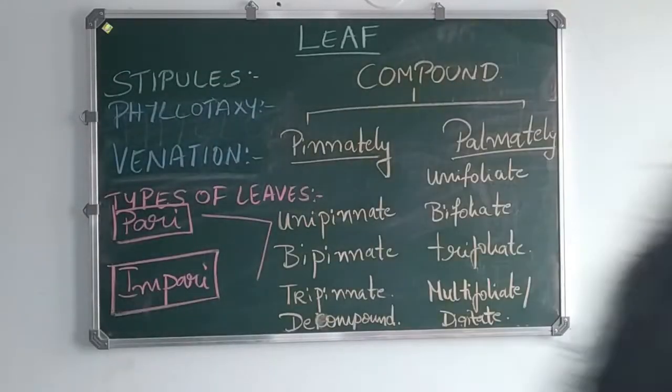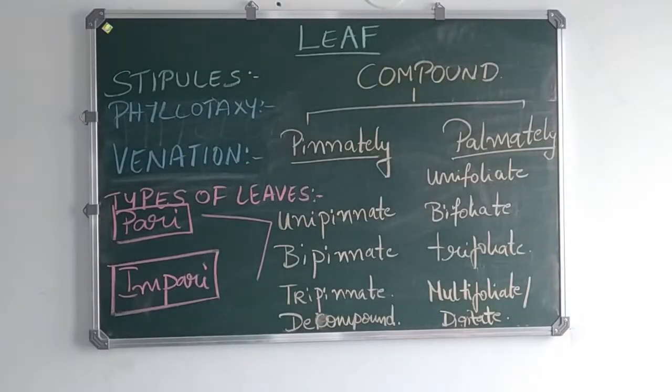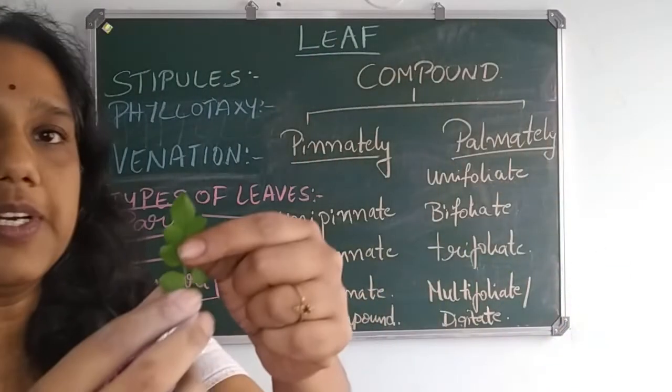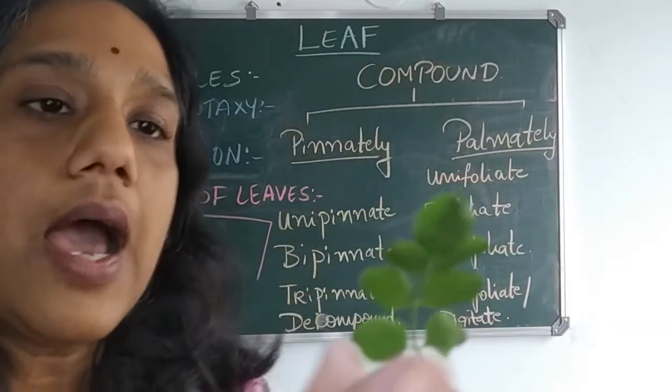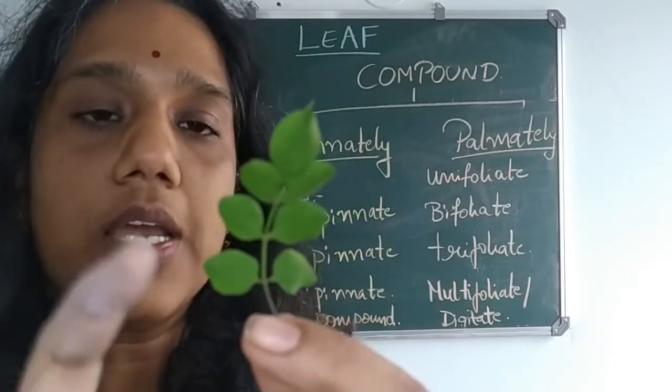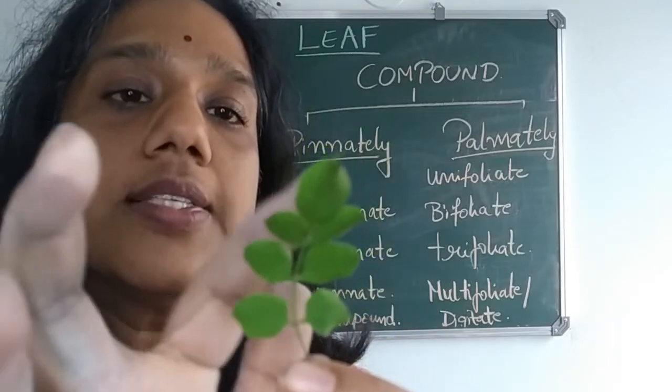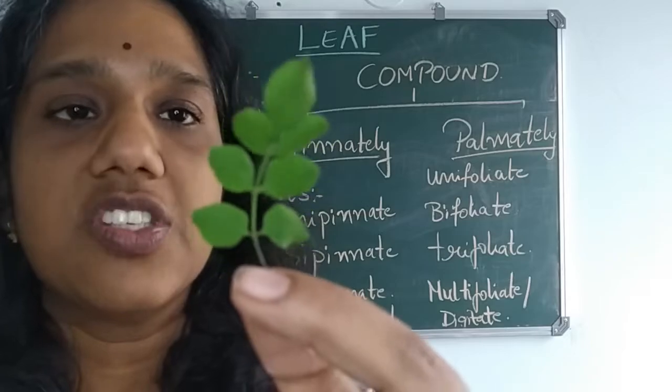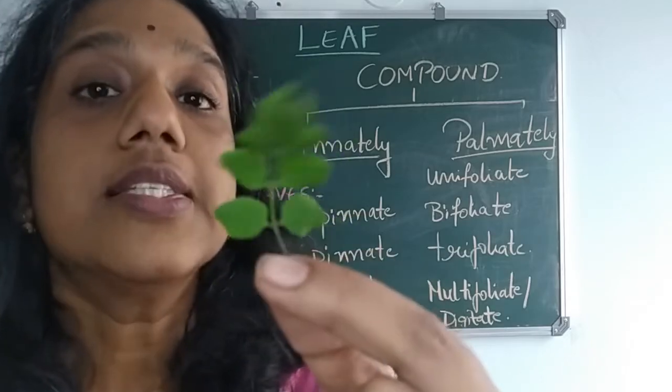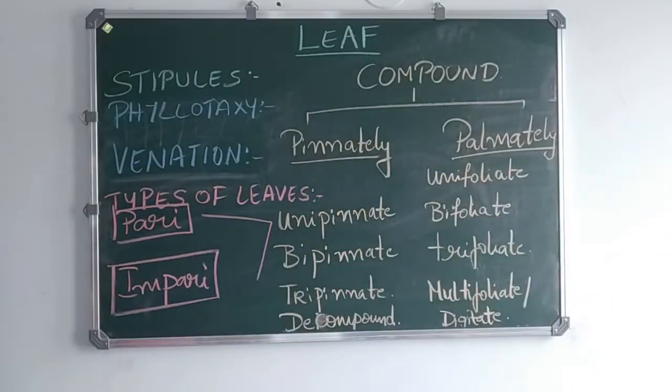Suppose there is an uneven number, like with the sample I am showing you right now. If you look into this particular sample, I have got an uneven number of pinna here: 1, 2, 3, 4, 5, 6, 7, and the tip of the rachis is actually ending with a leaf. So this is imparipinnate.